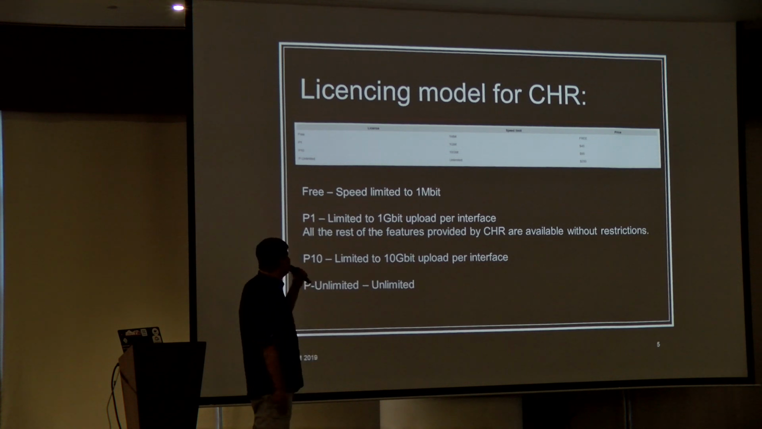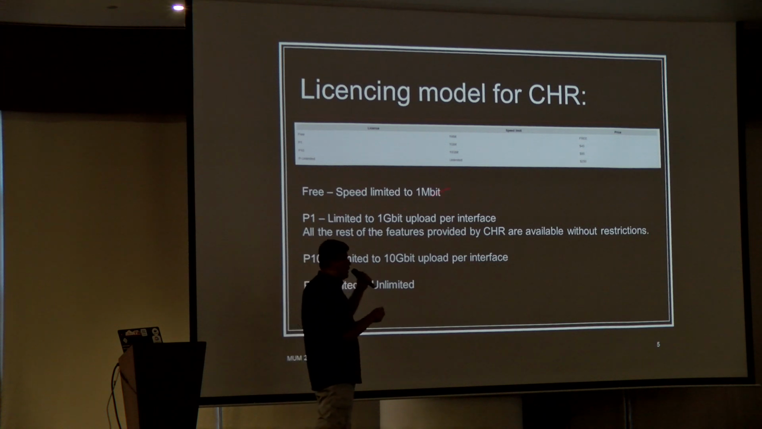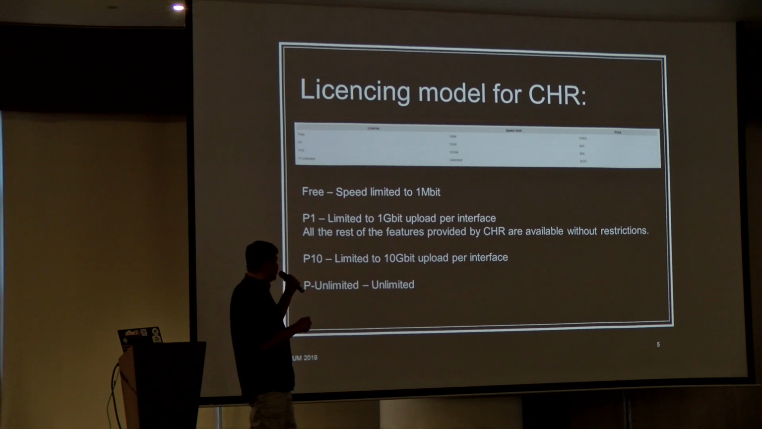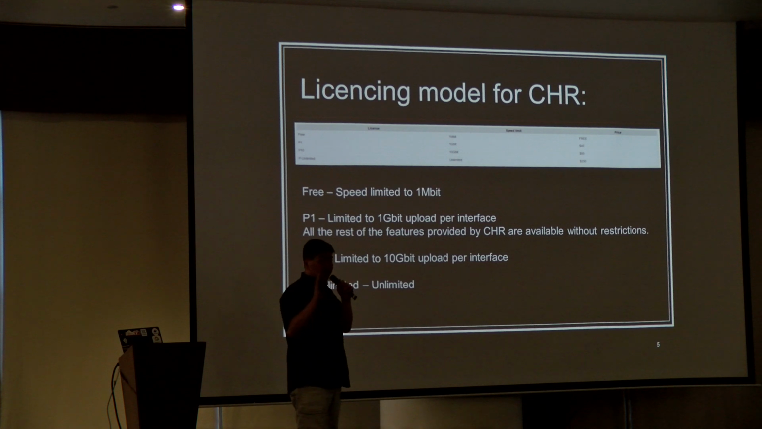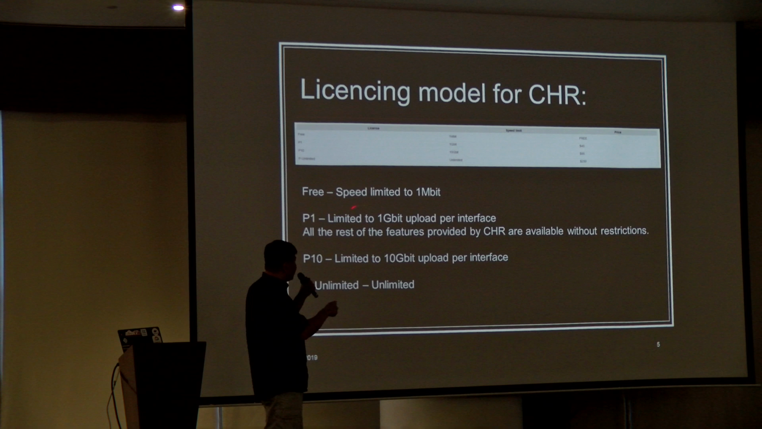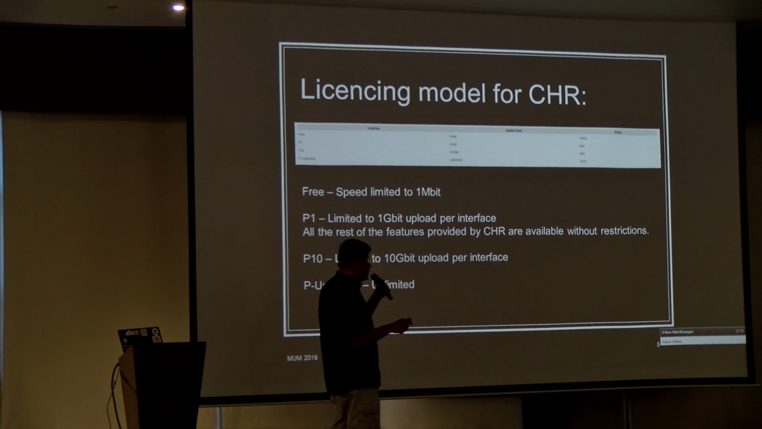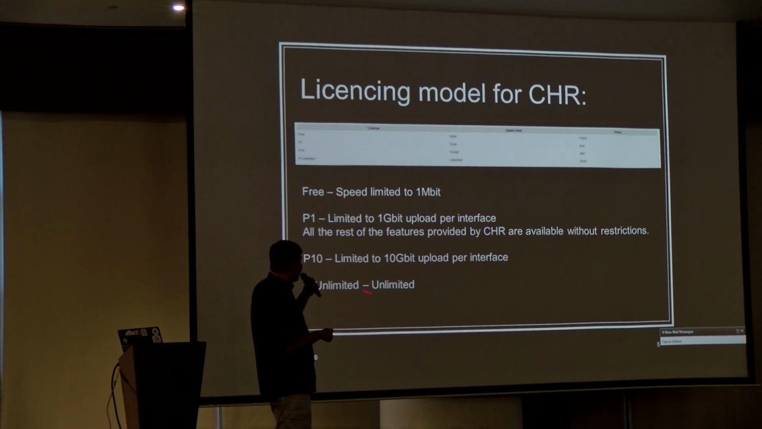What are the licensing models for CHR? There is a free version, but it is limited to 1 megabit. The next one is P1, which is limited to 1 gigabit upload per interface, and the price is $45. P10 is limited to 10 gigabit upload per interface and costs $95. The maximum you can go is P Unlimited, which has unlimited upload, at $250.